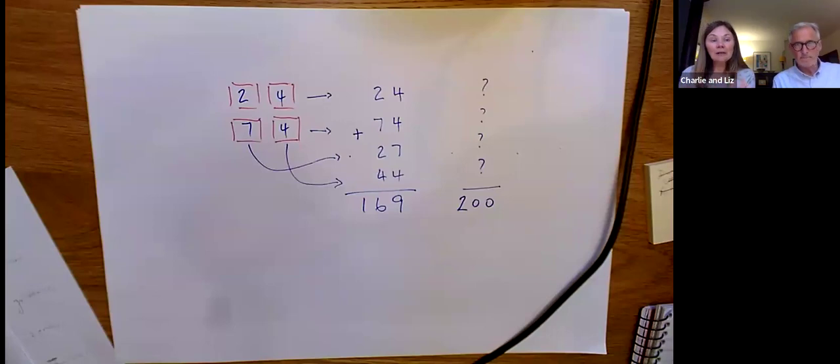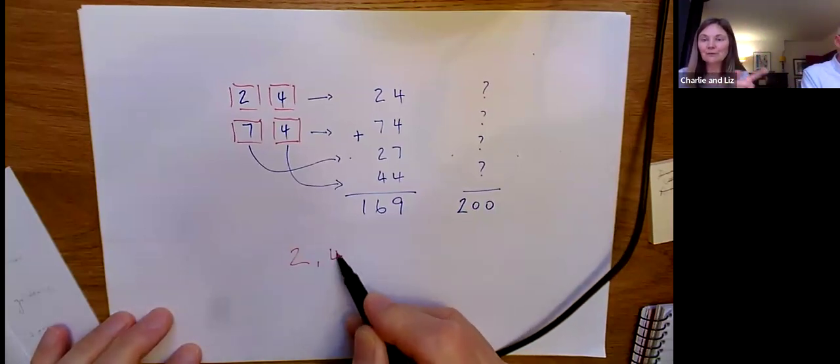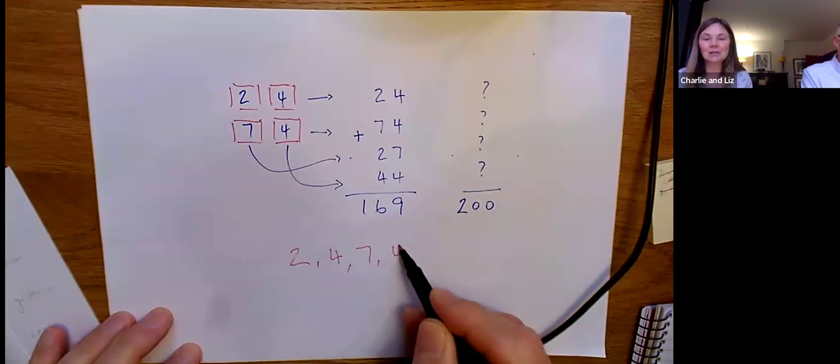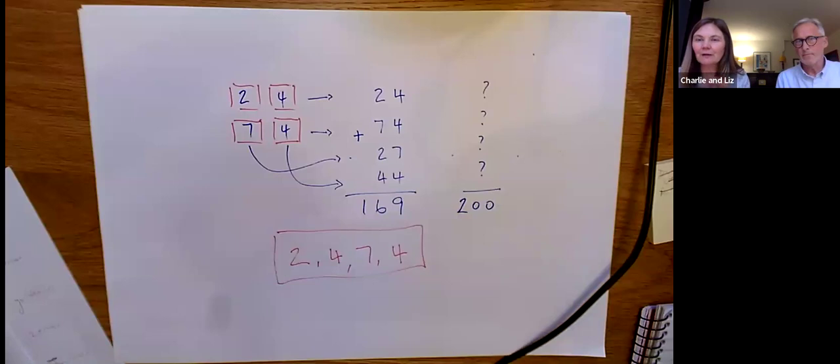Now, what we would love you to do, we're going to give you some thinking time, have a go. If you find a solution, could you please pop it in the chat? And I think possibly the easiest way to do that is if you list the four digits that you've used and perhaps go top left, top right, bottom left, bottom right. So in this case, as Charlie's writing, Charlie would have posted 2474. And then we can figure out exactly where you've placed them. So over to you. The challenge is to create a total of 200.